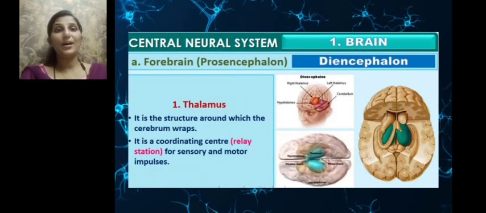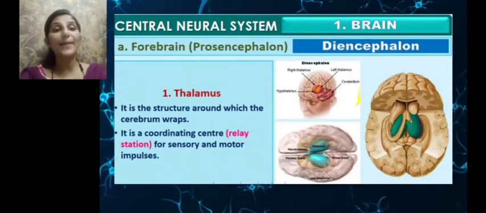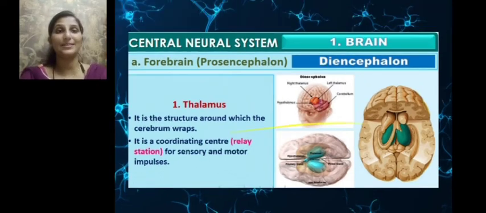The second part of the forebrain is the diencephalon, which is made up of the thalamus and hypothalamus. The thalamus is the structure you can see here, wrapped by the cerebrum. It is a coordinating center, a relay station for sensory and motor impulses. It connects the sensory and motor impulses together.